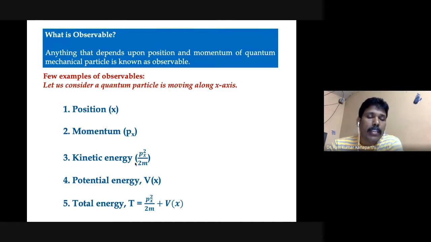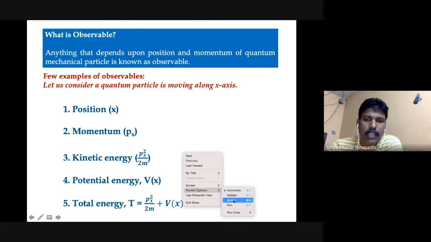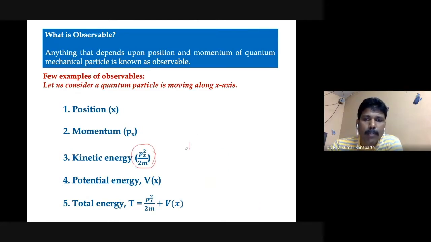Therefore, we will consider only its kinetic energy x component. Suppose the system is moving in all three dimensions, then the kinetic energy will have three different components. Of course, you might be knowing how this relation has arrived. Half mv square is the kinetic energy. This is something that we all have studied. Since it is the x direction, you can take the x component of the velocity.